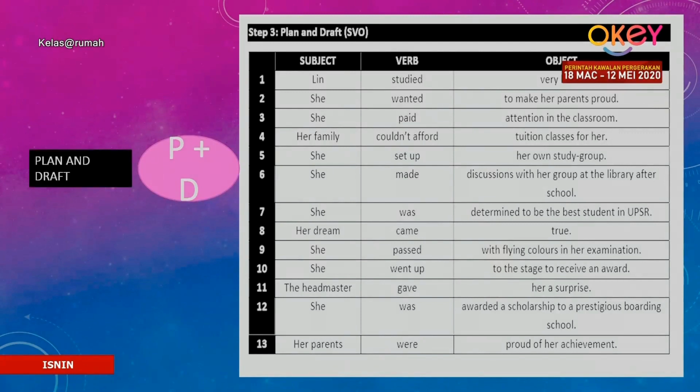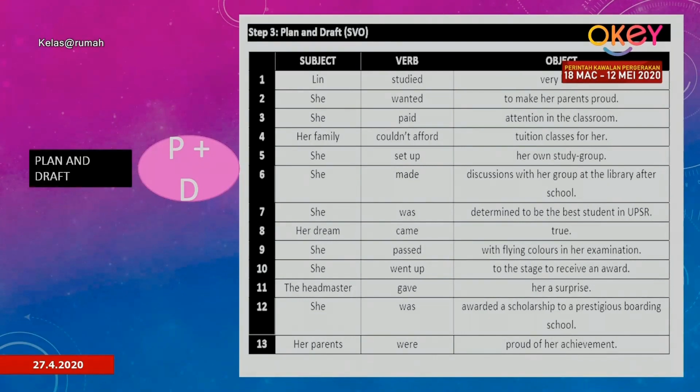The next step is to plan and draft. This is the most important step in any writing process. Remember kids, if you fail to plan, it means you plan to fail. There are many ways to plan, but the most common one is the SVO table. You use the SVO table to construct simple sentences to outline your story. Let's have a look at my draft, based on the question just now. I have constructed 13 simple sentences using the SVO table.